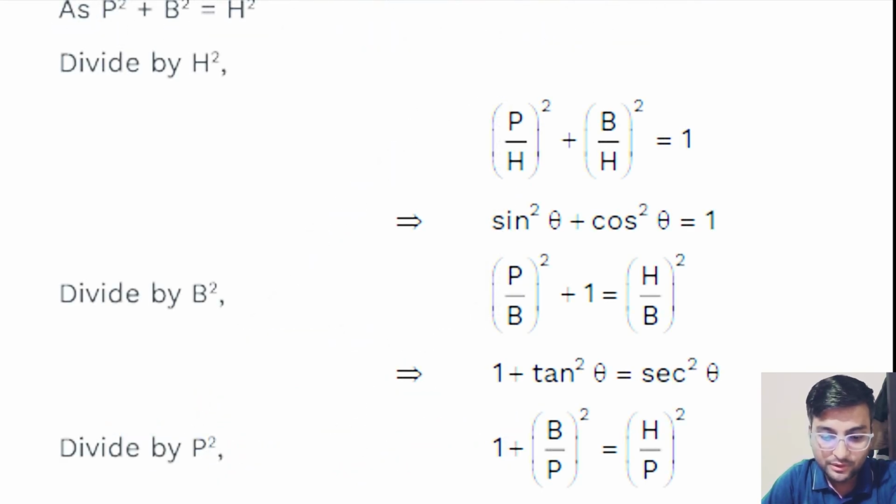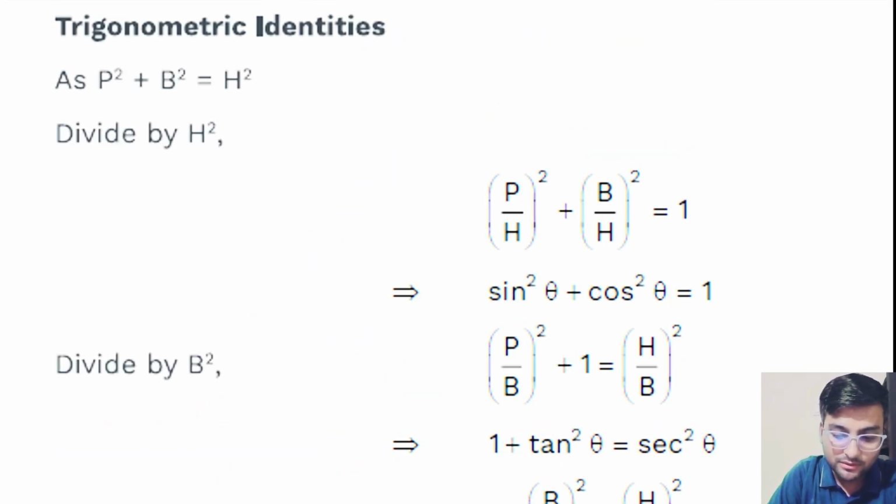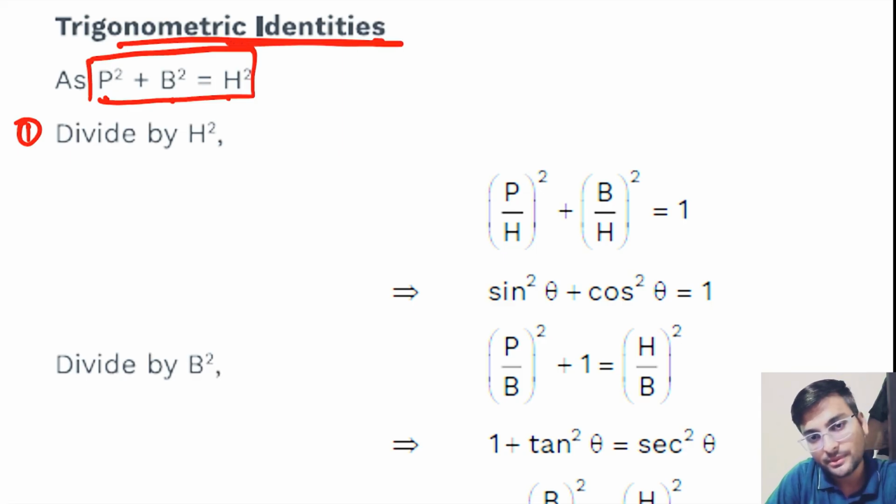Okay, so now when we go to the next point, we know about the Pythagoras theorem, that is hypotenuse square is equal to base square plus p square. So now in the first case, I want to find the trigonometric formulas, the trigonometric identities from here. So in this case we are finding the first identity.